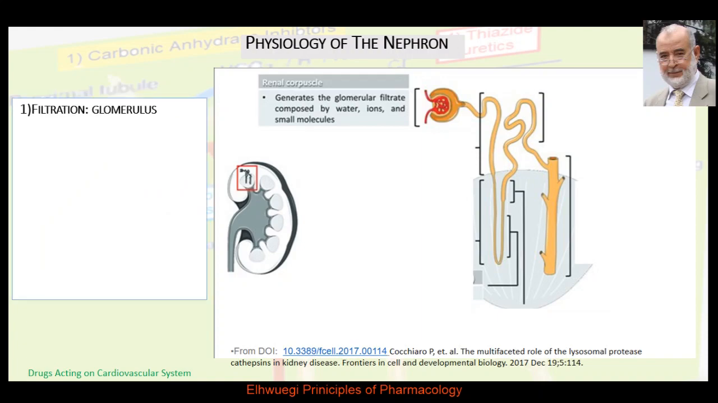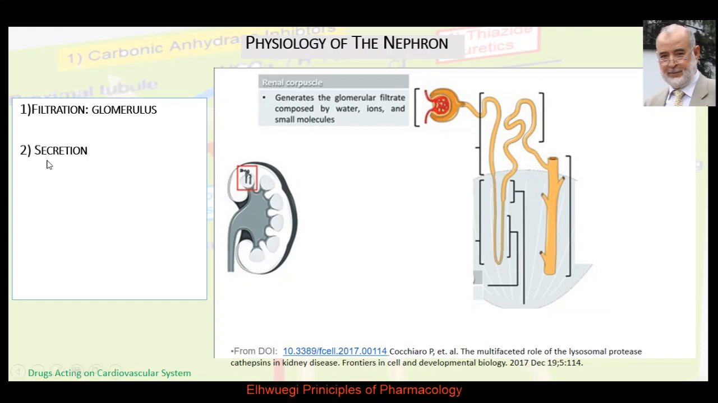The first function is filtration. The first function of the nephron is filtration, and filtration usually takes place for all components in the plasma, except of course the plasma protein, and this is done passively through the glomerulus. Okay, so everything in the blood will be filtered through the glomerulus except the plasma protein. This is the first function of the nephron, filtration.